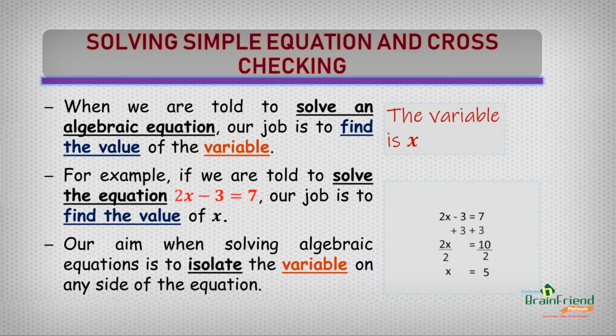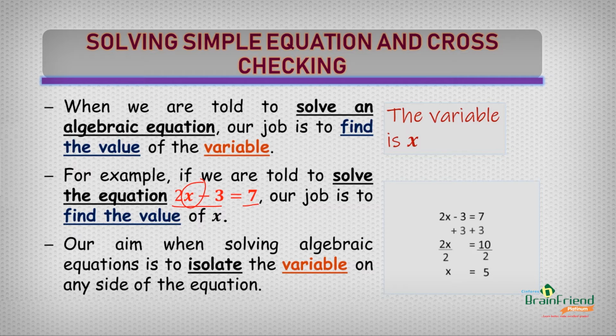Now, when we are told to solve an algebraic equation, our main job is to find the value of the variable. For example, if we are told to solve the equation 2x minus 3 is equal to 7, our job is to find the value of x. Note that our variable can be any other letter in the alphabet. It could be A, it could be B, it could be T, it could be V, it could be any other letter.